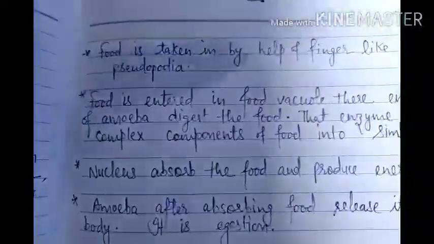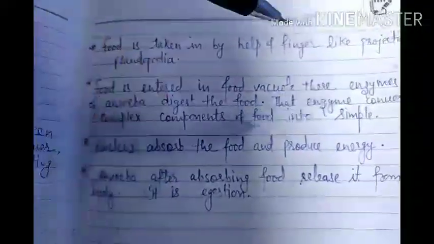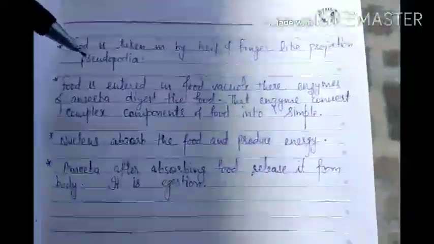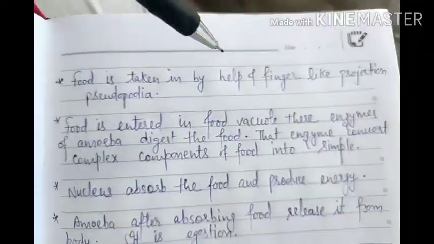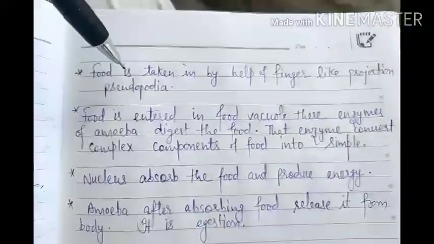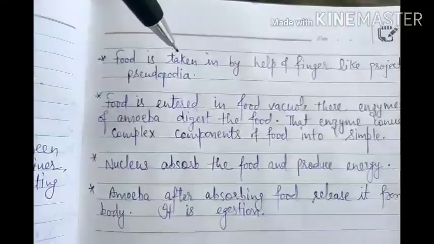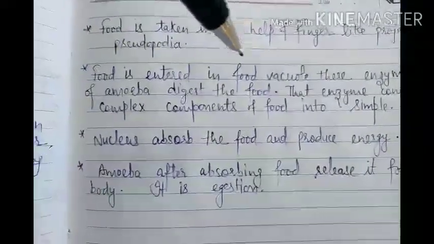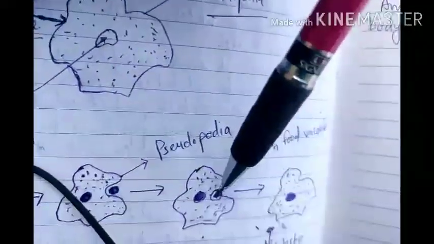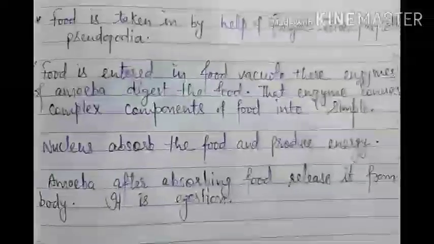First, food is taken in with the help of a finger-like projection, pseudopodia. It is a finger-like projection because its shape is just like a finger. It is called pseudopodia. Food is taken by the amoeba with it. Then second, food enters the food vacuole. As I showed you, it is entering the food vacuole. So food is entered in the food vacuole.